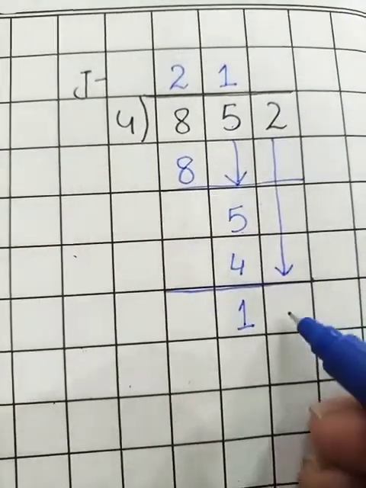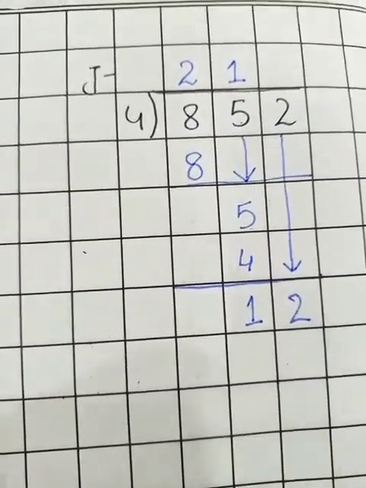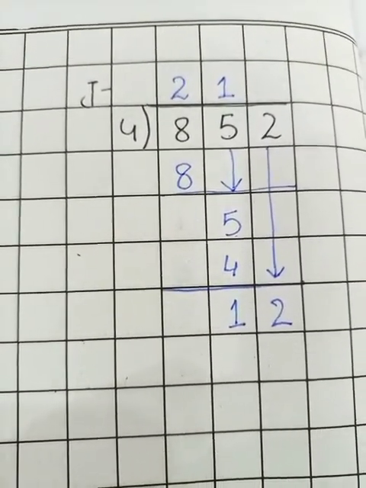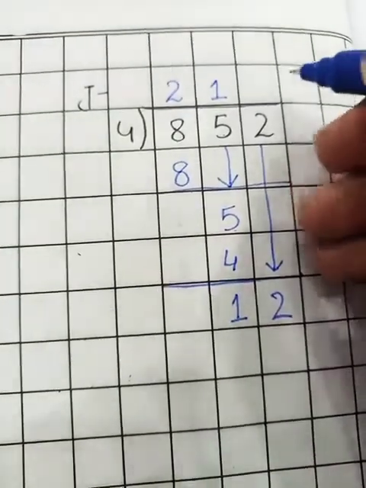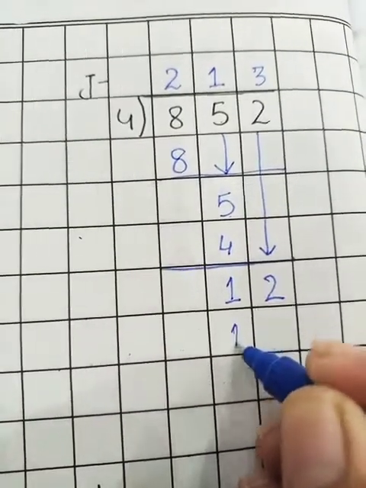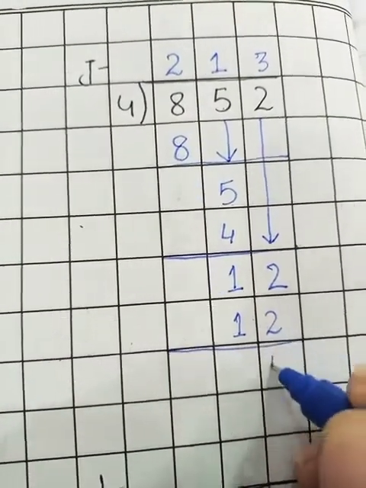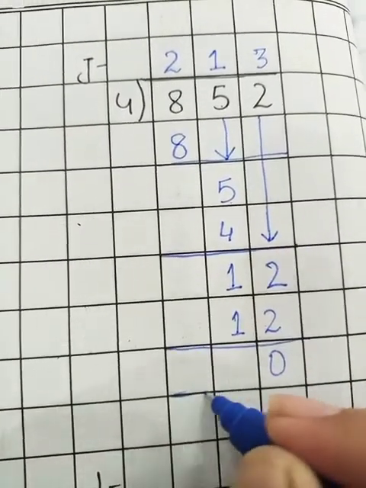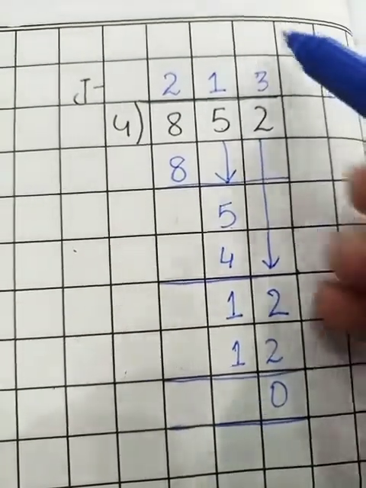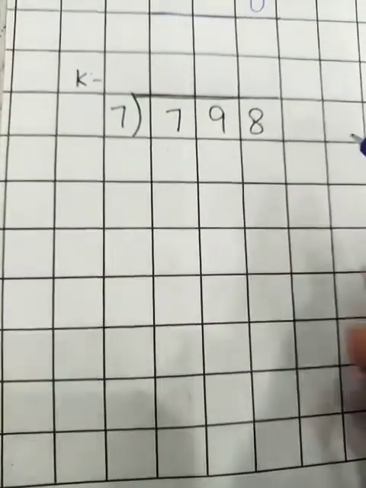This will become 12. Now students, read the table of 4 to get the number 12. Yes, 4 ones are 4, 4 twos are 8 and 4 threes are 12. Very good. 4 threes are 12. Look, we have solved it. Now 12 minus 12 is 0 remainder, which means that we have completed our question and our quotient is 213. Next is part K.